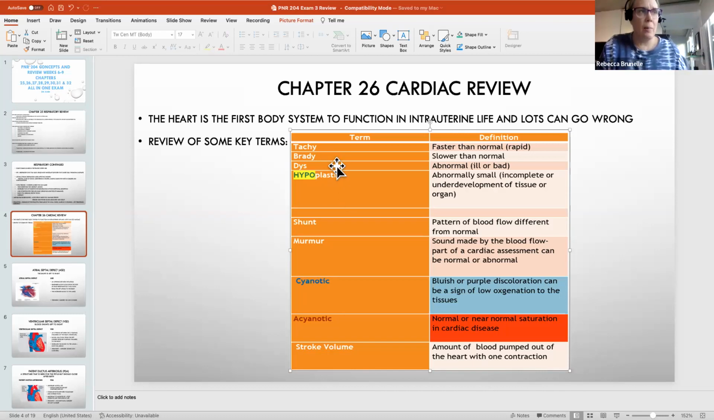And then dys means ill or bad. So dyspnea is like having a hard time breathing. Dysphagia is having a hard time swallowing. And then hypo means small.